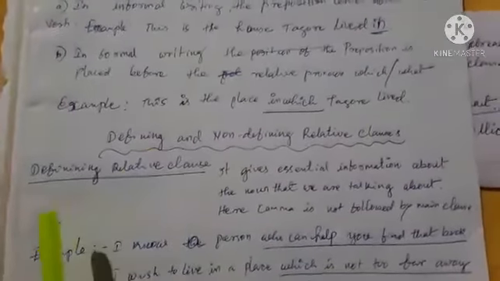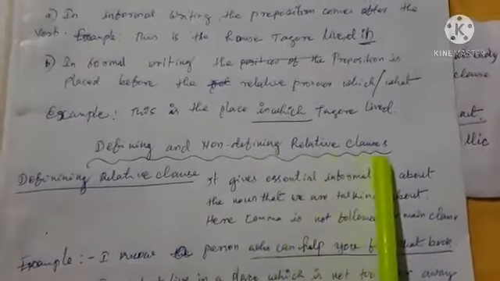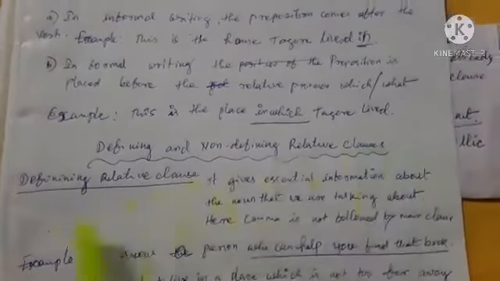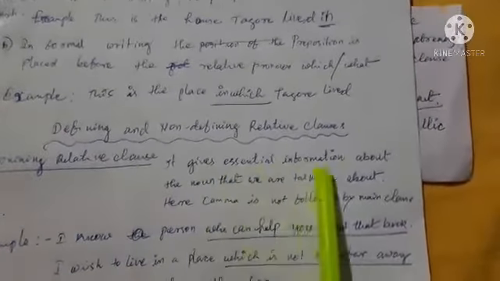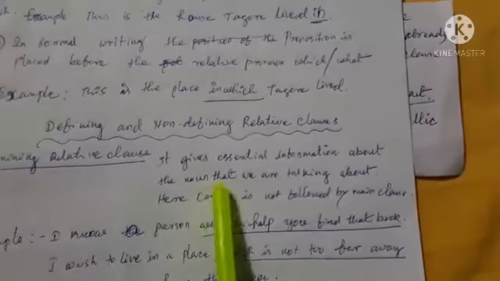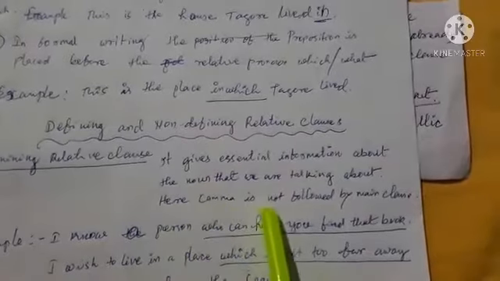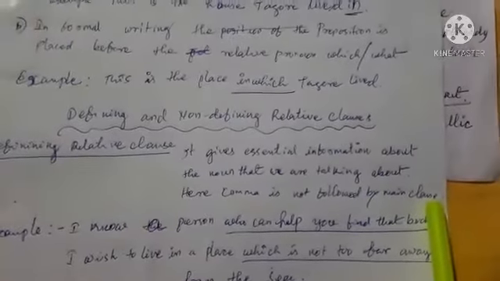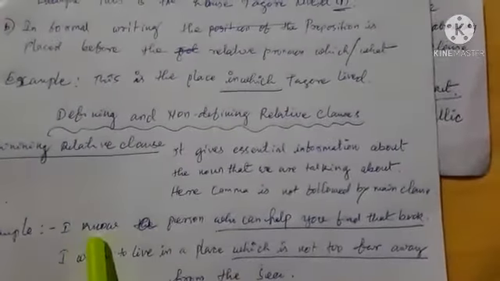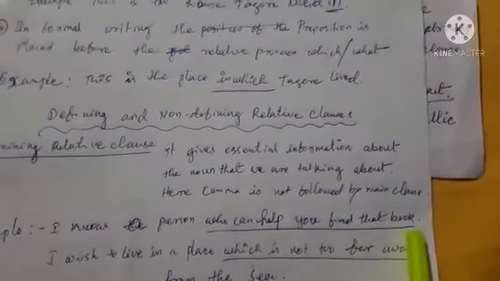Now let us learn about defining and non-defining relative clauses. So what is a defining relative clause? It gives essential information about the noun that we are talking about. Here, a comma is not followed by the main clause. Okay. For example, I know the person who can help you find that book.